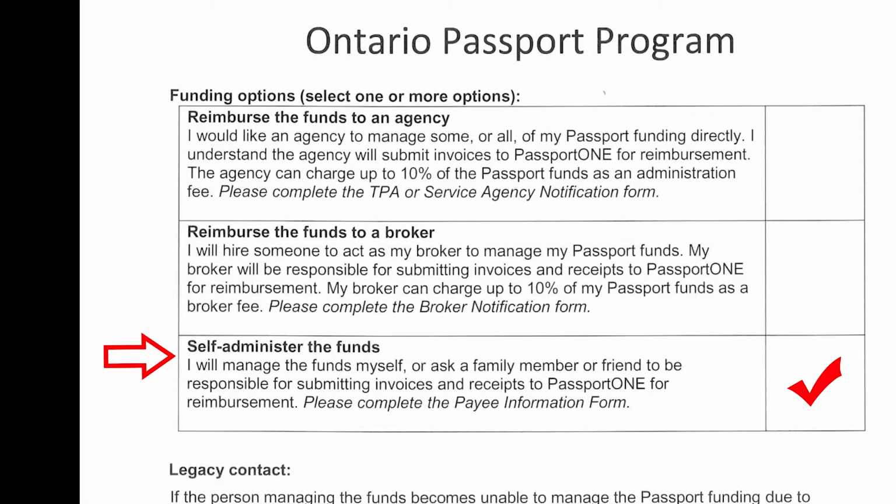First you'll see is a large box with 3 options. For everyone's purpose today in the room, everyone is going to choose the third option. It's the person managing funds, so you're self-administering the funding. Please check off the third box.